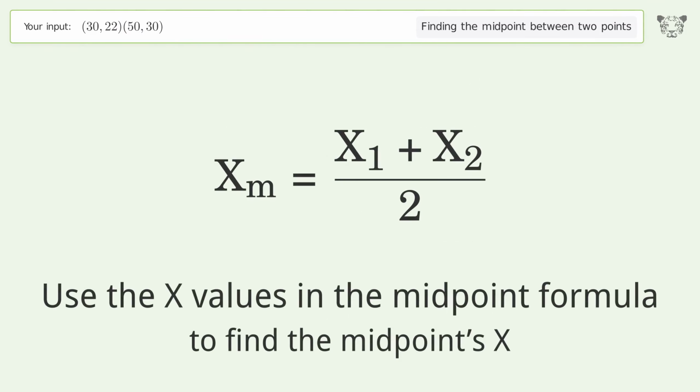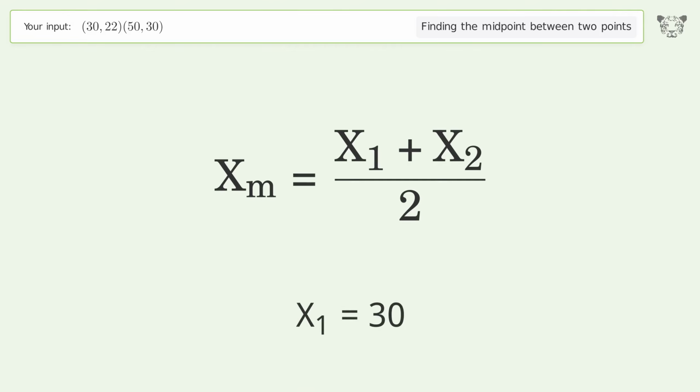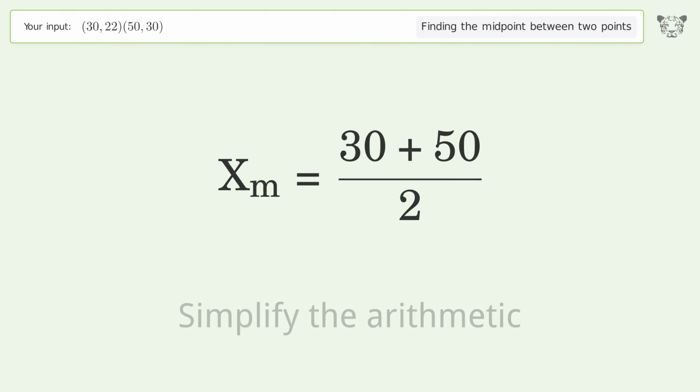Use the x values in the midpoint formula to find the midpoint's x. x1 equals 30. x2 equals 50. Simplify the arithmetic.